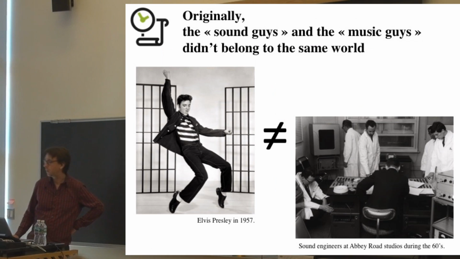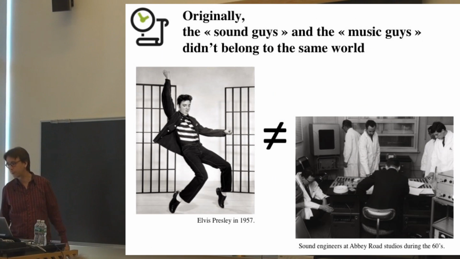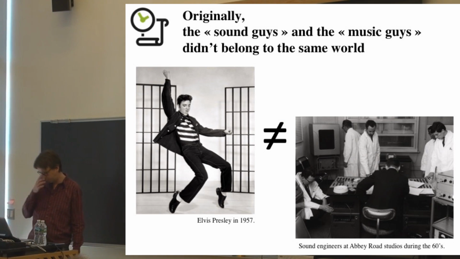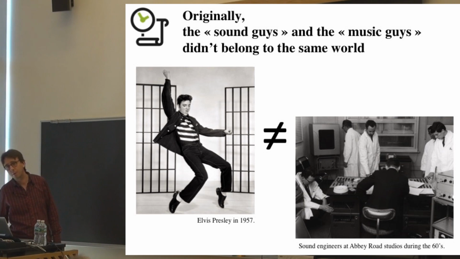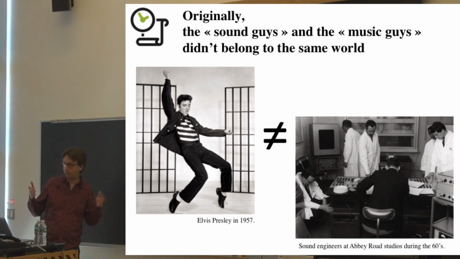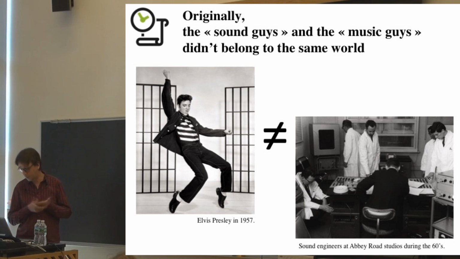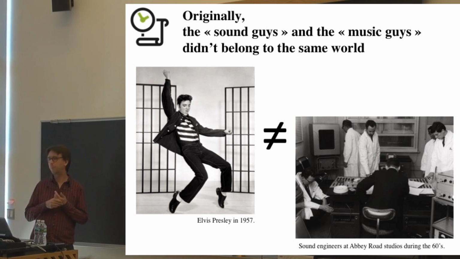Let's see, who makes studio production? Originally, in the 50s, or even in the 60s, you've got Elvis Presley. He's not a sound engineer, he's a singer, he's an artist, he's a musician. And on the right, you've got sound engineers at Abbey Road. They don't look like musicians, they are not. Those are two different worlds, right?